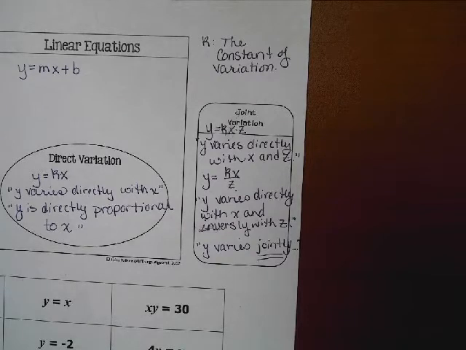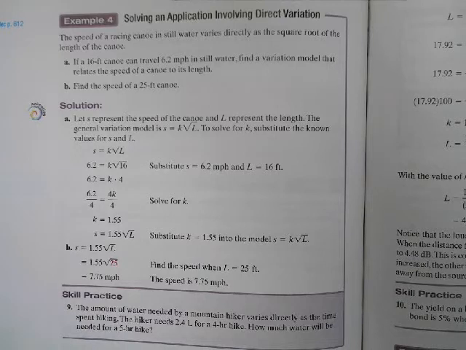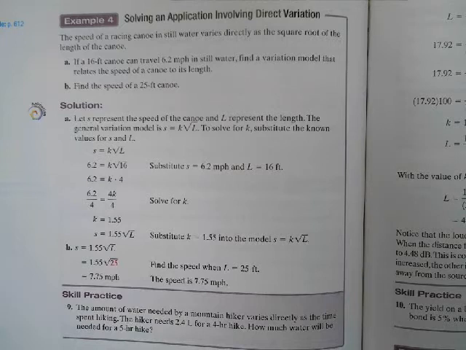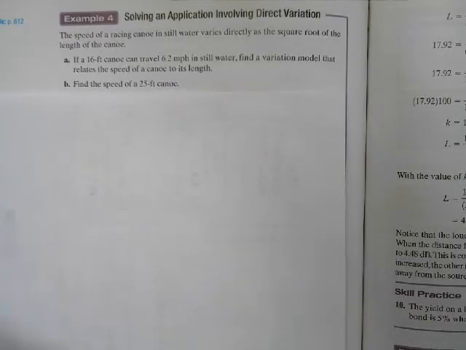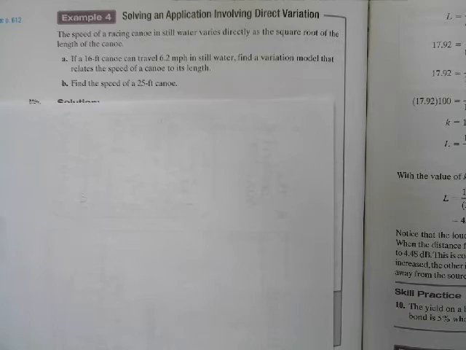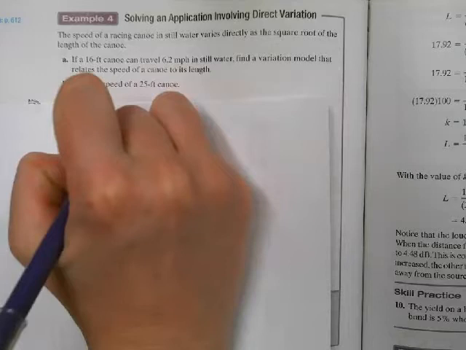Let's walk through the examples from the book. I'm going to walk you through example 4 in the book. I'm walking you through this because I do want you to learn to understand how to read your textbook. So let's read this first problem. It says, the speed of a racing canoe in still water varies directly as the square root of the length of the canoe. So our very first step will be to identify the variables.